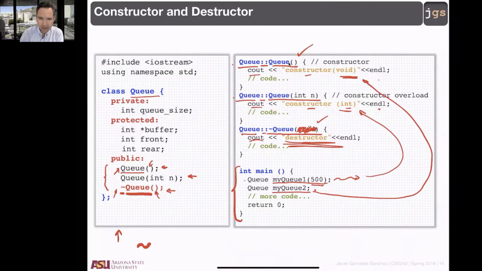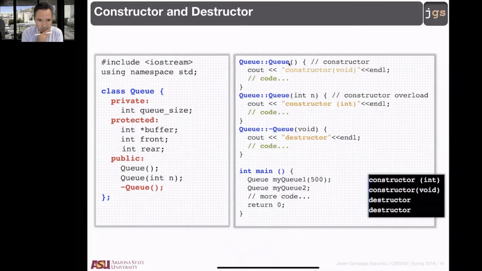I do not have deletes. I am not calling any method there with the tilde. It's not going to print the destructor at any point. That is the output of the program. Who is calling the destructor? At which point? 2 times the destructor was called.